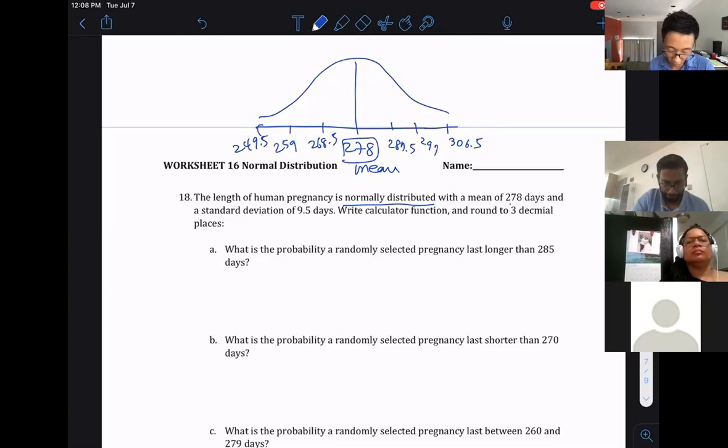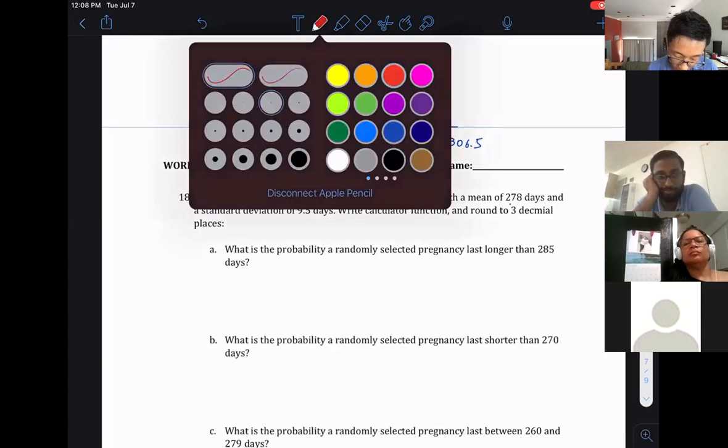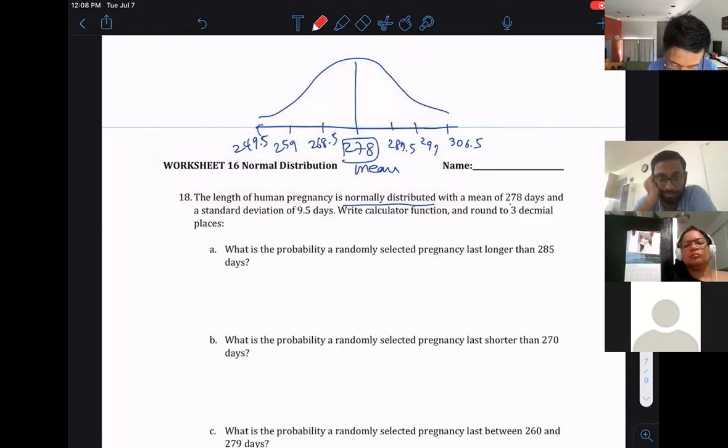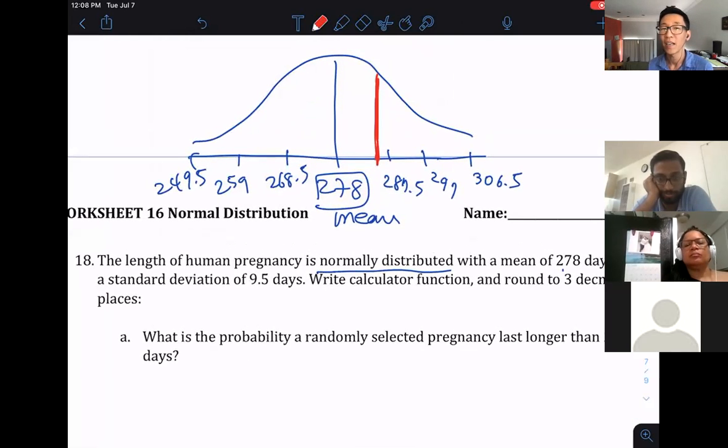What is the probability that a randomly selected pregnancy lasts longer than 285 days? So 285 days is somewhere here, maybe? And it says more than that many days. So should I shade to the right or to the left? To the right, like this one?